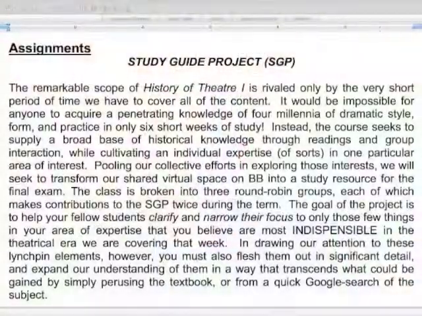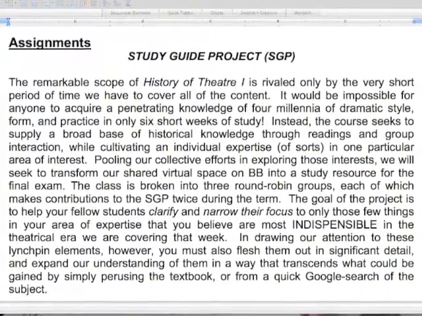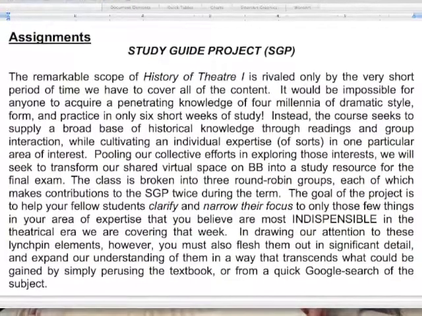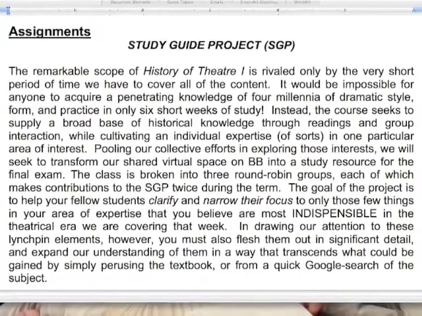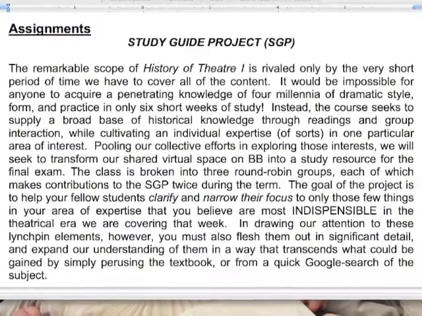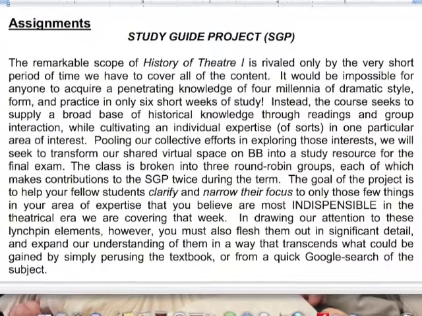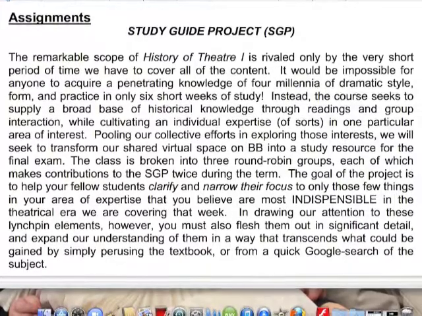All right. On to the study guide project. The remarkable scope of History Theater 1 is rivaled only by the very short period of time we have to cover all the content. It would be impossible for anyone to acquire a penetrating knowledge of 4 millennia of dramatic style, form, and practice in only 6 short weeks of study. Instead, the course seeks to supply a broad range of historical knowledge through readings and group interaction, while cultivating an individual expertise of sorts in one particular area of interest.